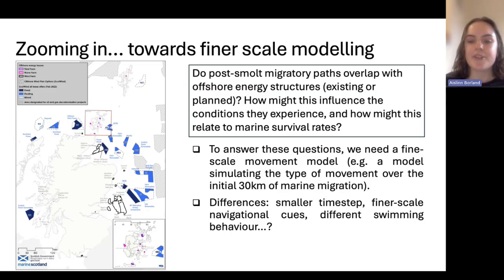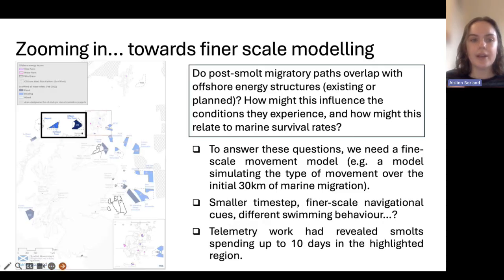The differences in the model here are that first we need a smaller time step. Previously it was a 12-hour time step, and we'll need something like an hour for this, potentially even less. The modelled fish will also need to use finer scale navigational cues and potentially, quite likely, different swimming behaviour of fish. So looking at this region shown in black here, some wind farms around the north coast of Scotland, the reason for focusing here was that telemetry work, interestingly, had revealed smolts spending up to 10 days in this region.